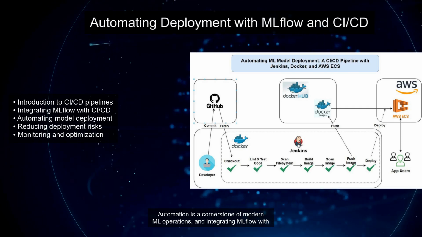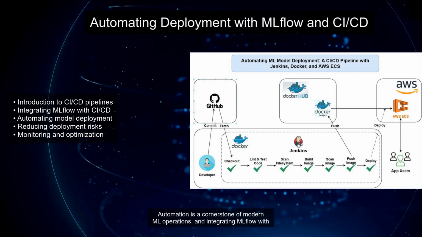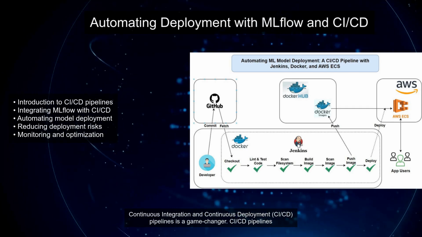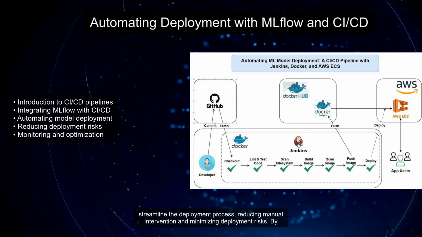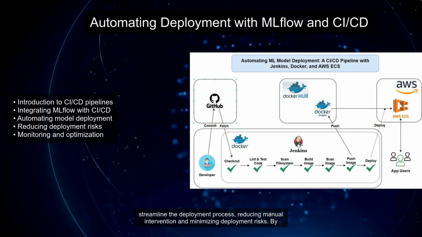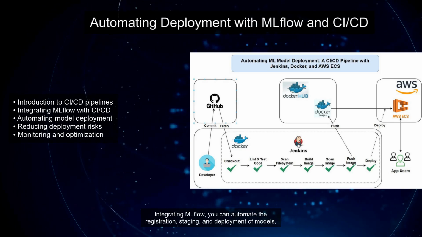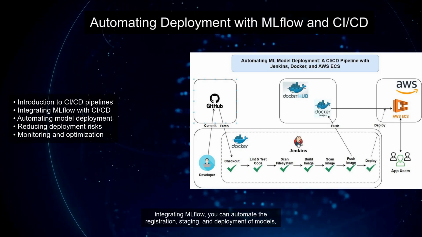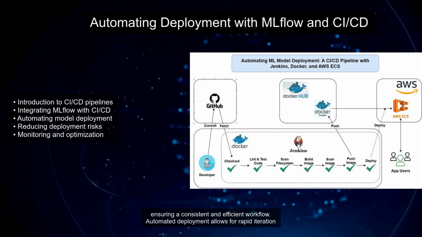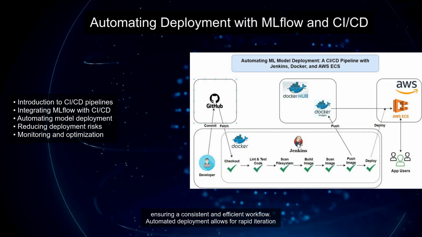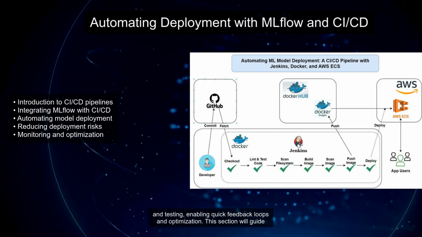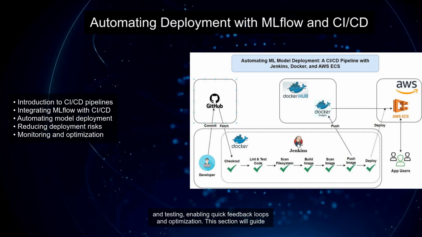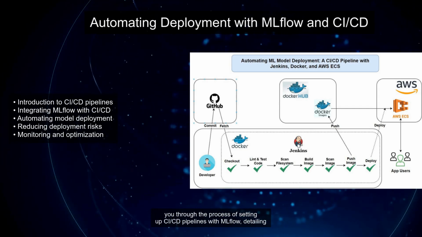Automation is a cornerstone of modern ML operations, and integrating MLflow with continuous integration and continuous deployment, CI/CD, pipelines is a game changer. CI/CD pipelines streamline the deployment process, reducing manual intervention and minimizing deployment risks. By integrating MLflow, you can automate the registration, staging, and deployment of models, ensuring a consistent and efficient workflow. Automated deployment allows for rapid iteration and testing, enabling quick feedback loops and optimization.